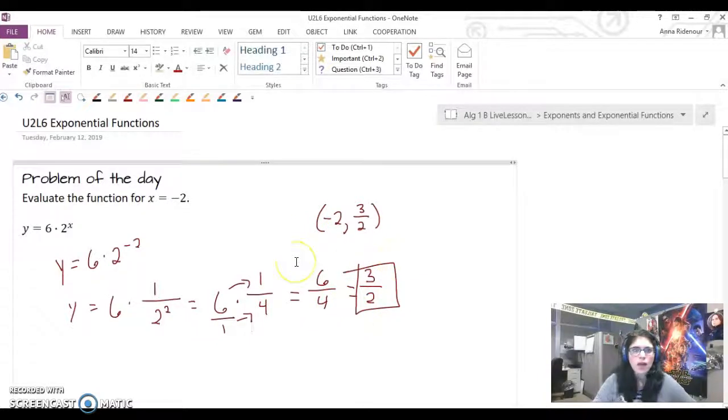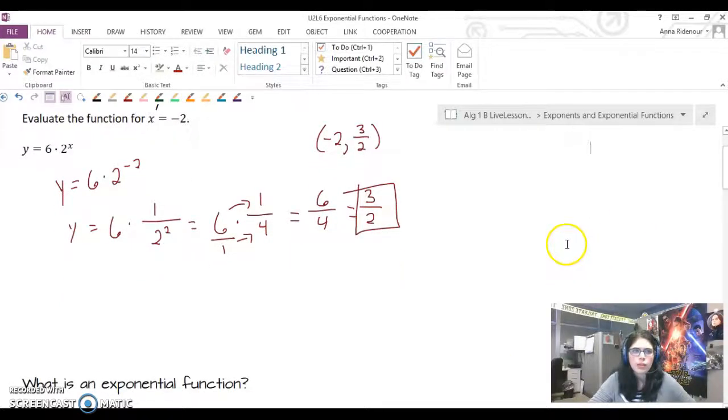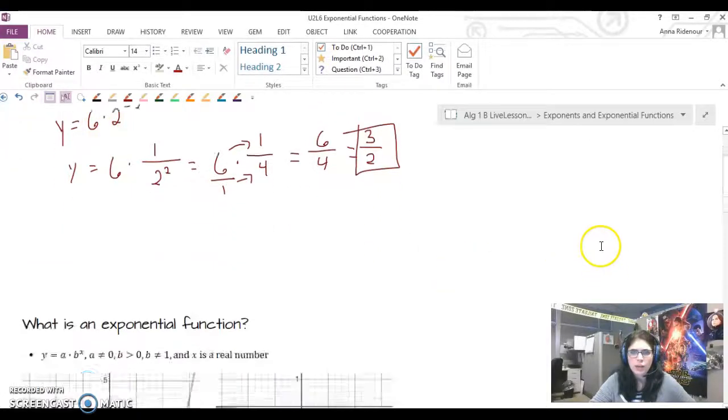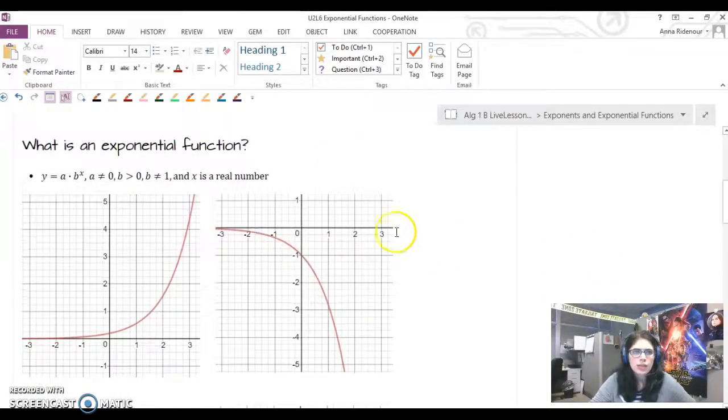All right, so that is how you evaluate a function. For the most part, we really don't do a whole lot of that in this lesson, but it is important to know that that is how you solve if you have an exponent. So what is an exponential function?